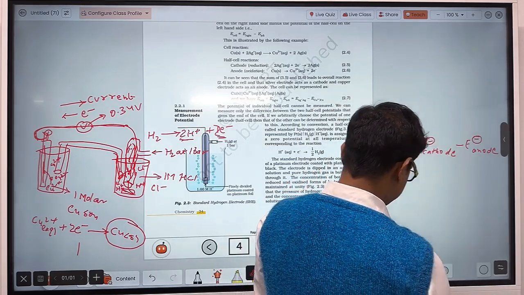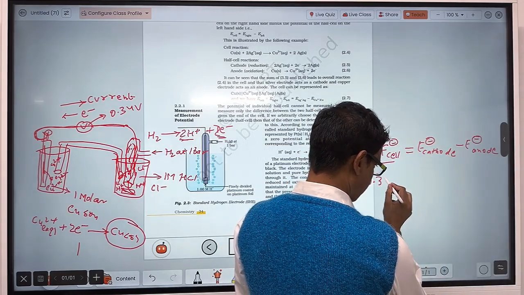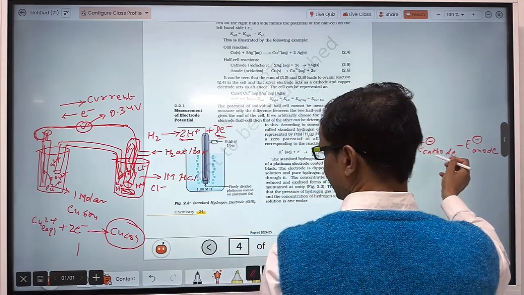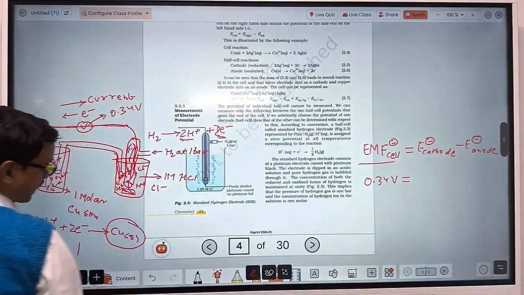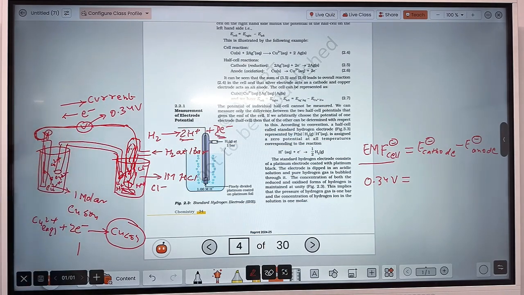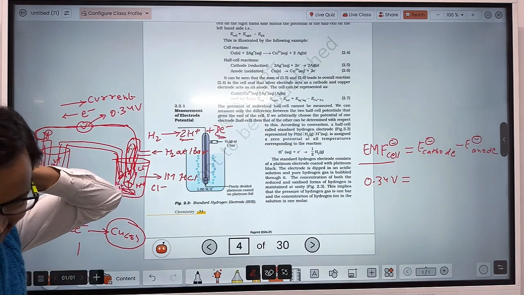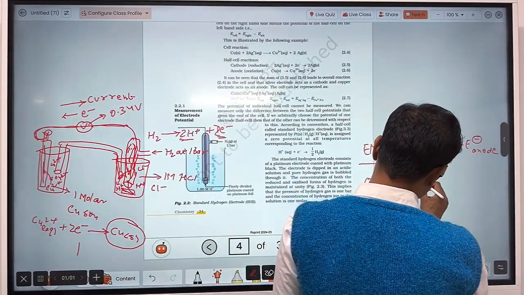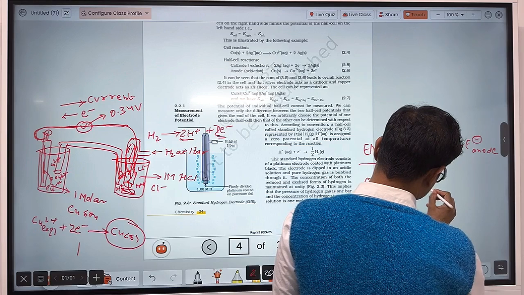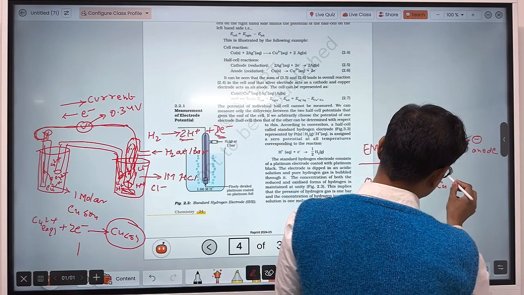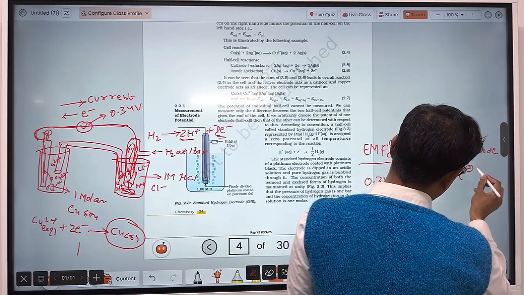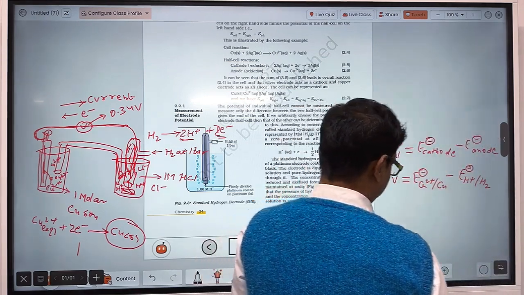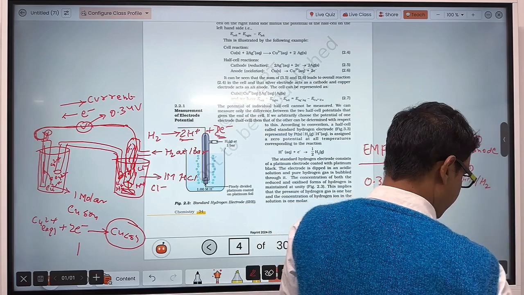Here the EMF of the cell has been observed as 0.34 volt. So 0.34 volt will be equal to the standard electrode potential of the cathode. Here the direction of current is from hydrogen to copper, so copper has acted as the cathode. So the standard electrode potential of Cu2+/Cu minus the standard electrode potential of H+/H2. Here the standard electrode potential of hydrogen is 0.